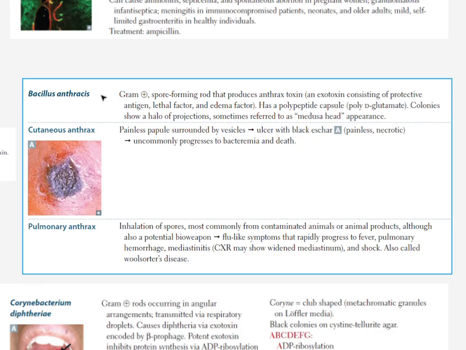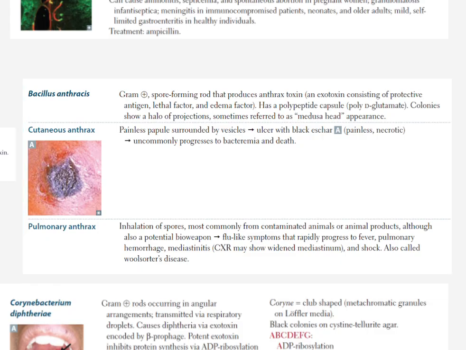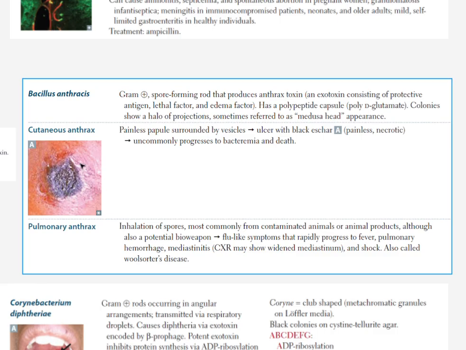It has a protective antigen, which is basically the key. And like a key opens a lock, the protective antigen allows the bacillus to enter the cells. All right. And then it also has an edema factor, which basically raises the cAMP. And since the cAMP gets raised, there's edema. So you always get edema around this anthrax scar. There's always edema around this because of this edema factor.